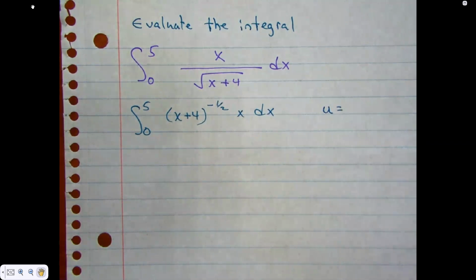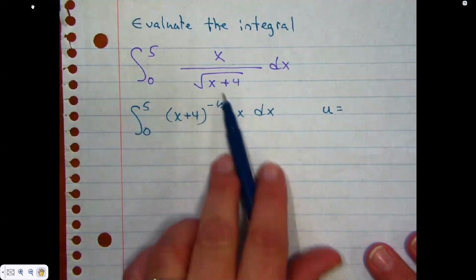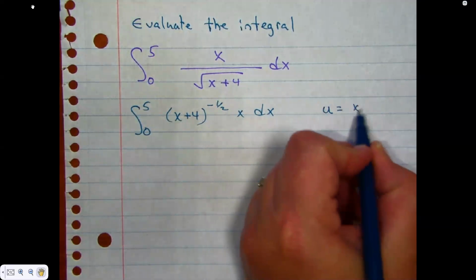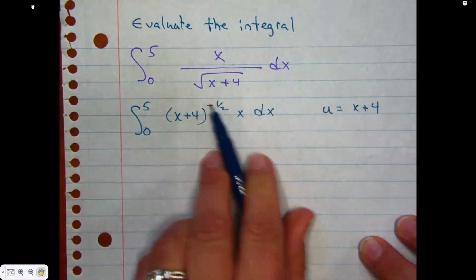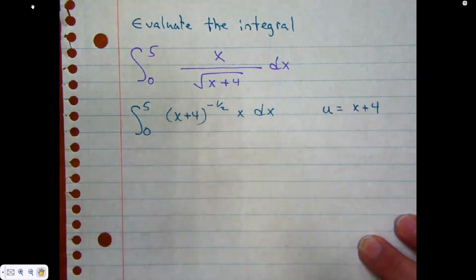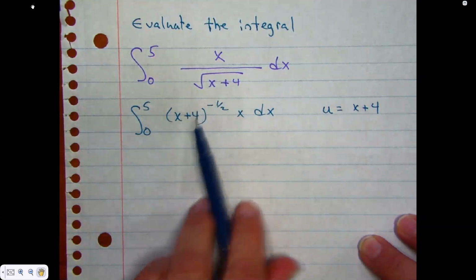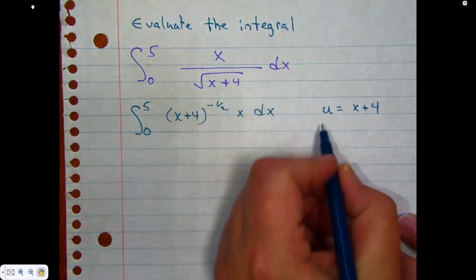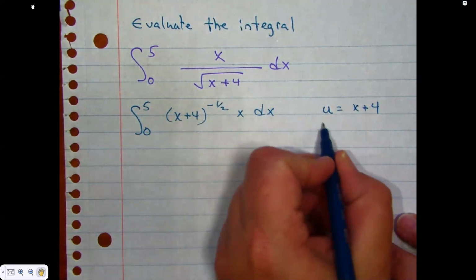Any ideas what our u is? We're doing u substitution. Yeah, remember, you find that exponent. What's that other piece with it? It's that x plus 4. Okay, don't take the -1/2, but that -1/2 is the one that's saying, hey, take that quantity that's attached to that exponent.